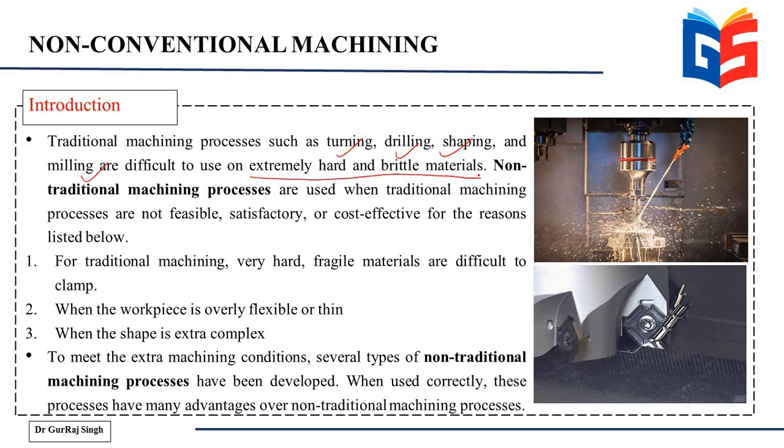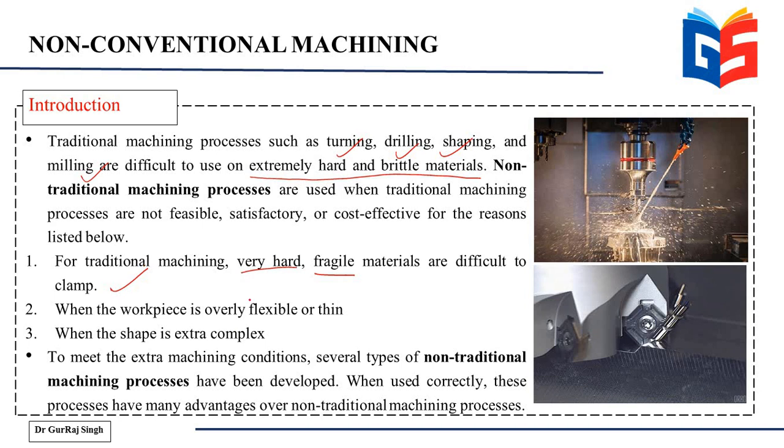Now, this is where the concept of non-traditional machining originates. What you're looking for is to cut extremely hard and brittle materials for cost-effective reasons. Now, why do you need non-traditional machining? There are three basic reasons. The first is that your materials are very hard, or they are very fragile, and they are difficult to clamp. In this case, you would shift from traditional to non-traditional machining.